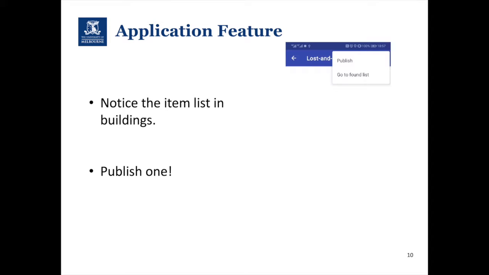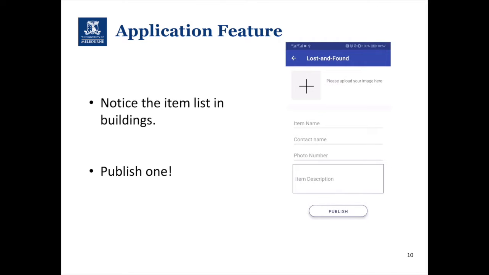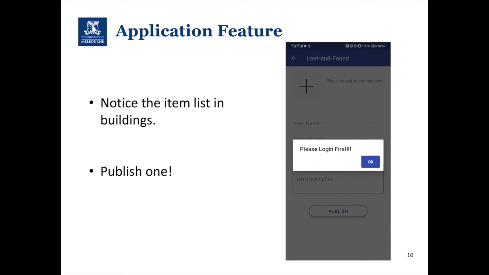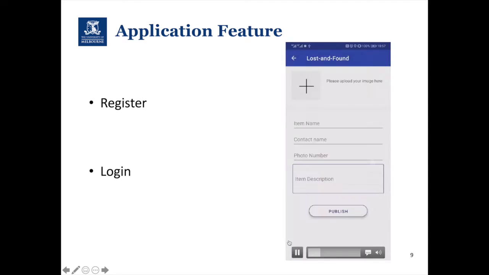Then we try to publish our own items. We press the button on the top right corner and choose publish. You can see there is a lot of information here we need to fill in. First of all, we know that we are not logged in. What will happen if we press the publish button at this time? It just alerts us to log in first. Then we jump to the login page.